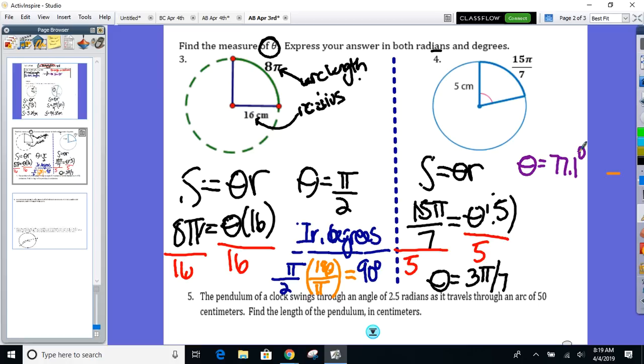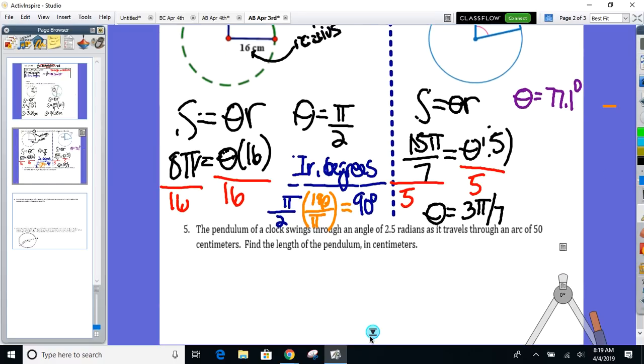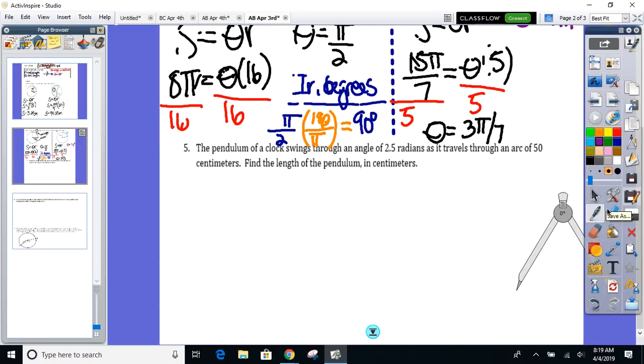All right, moving on to the next one. Sorry I'm not with you guys today. Usually on this example, I like to bring up some Google images of a pendulum for a clock, because some of you kids, some of you youngsters may not know what it is.